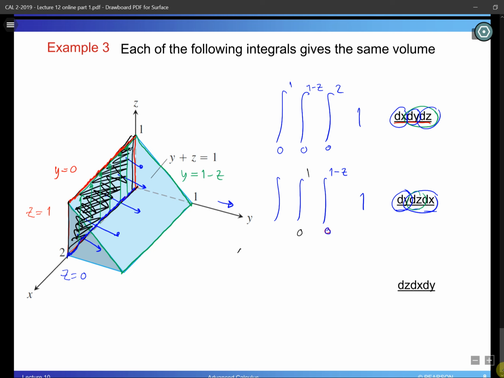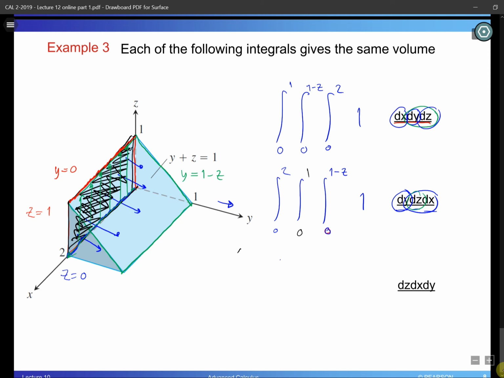Alright, now for the last variable, look at the projection and take a look at the range for x. You can see that x starts from 0 and ends at 2. So x starts at 0 and ends at 2. Okay, so this is the result from switching the order of this integration. Now let's take a look at one more, the last one for this lecture.